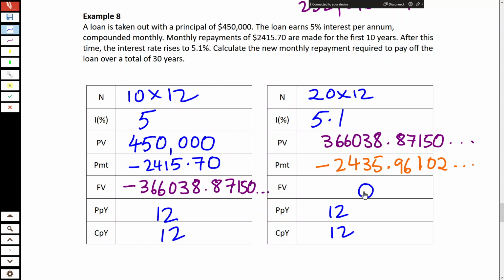Did we get that? I got positive. Yeah, I got positive. But that doesn't make sense because you're paying money to the bank. Shouldn't it be negative? So did you type in a positive or negative value for PV? Negative. It's meant to be positive. Yeah. So even if you put in the wrong sign, you could still end up getting the correct final answer.